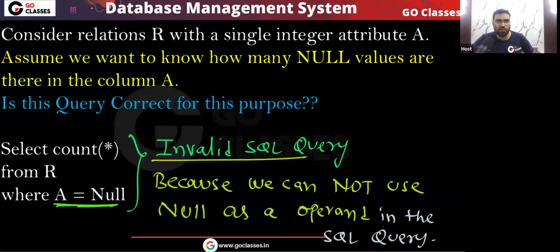You are saying A equal to null. Actually, we cannot do that because what you are doing is using null as an operand. For example, if I put 5, then this is fine, because this is a constant operand. But this is not fine. You cannot use null as an operand. This is an invalid query.